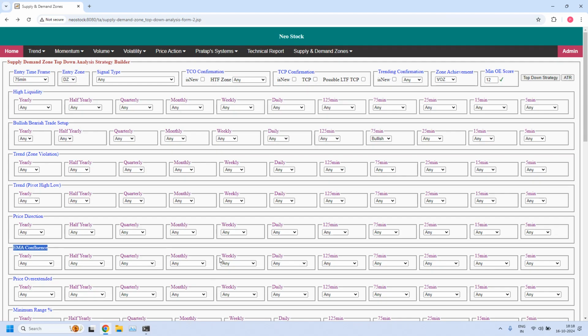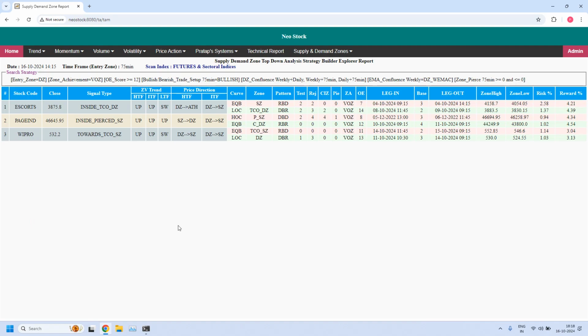In the EMA confluence, weekly time frame. Why weekly time frame? Because 75 minute and daily together are part of the weekly zones in those stocks. So that's why if they are having weekly EMA confluence, the demand zone with weekly EMA confluence, they are high probability setups. These 3 stocks are having it. In all 3 stocks the weekly trend is uptrend. They have weekly EMA confluence. So these 3 are high probability setups because the 75 minute zone is part of the daily zone, both together again part of the weekly zone, and the weekly trend is up, and the weekly zones are having weekly EMA confluence.